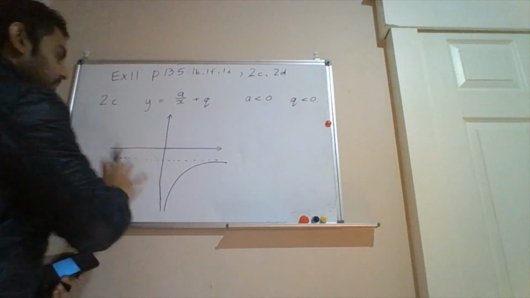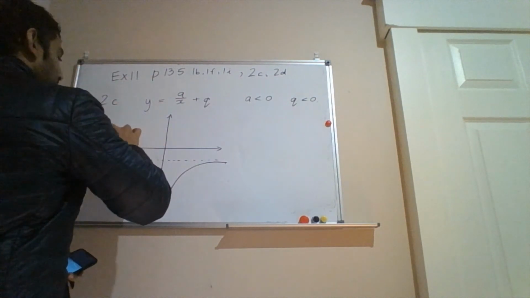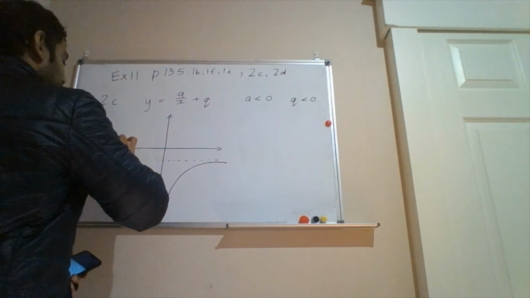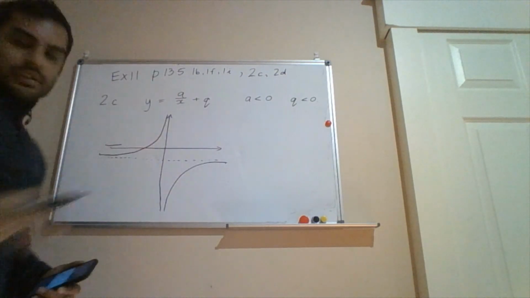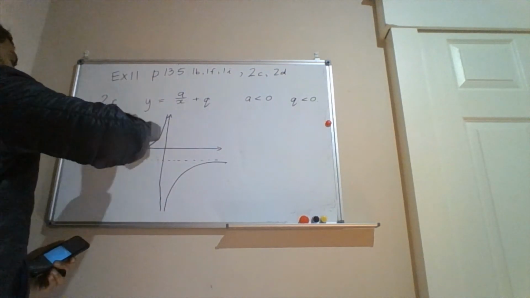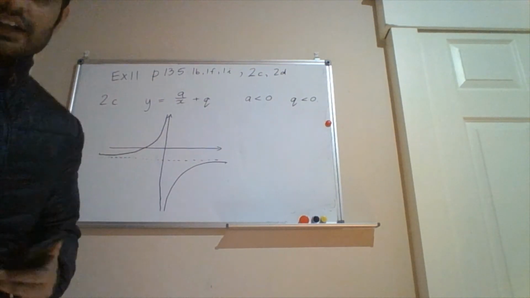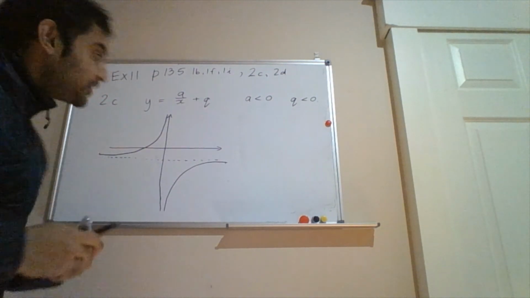So our bottom branch is on this side, and our upper branch is now, sorry, we draw it within the asymptotes. And this should give us our overall shape.